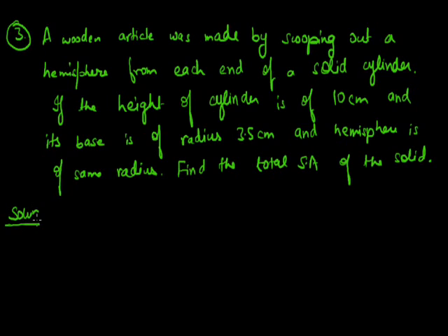So in the question it is given that there is a wooden article and this wooden article is of cylindrical shape and the hemisphere is cut out from each end of this cylinder. That is, there are two ends of the cylinder from which the hemisphere is cut out, and the radius of the hemisphere is the same as the radius of the base of the cylinder, and the height of the cylinder is given as 10 centimeter. So we need to find out the total surface area of the solid. That is, when we cut the hemisphere from the cylinder, what will be the remaining part? We need to find the total surface area of the remaining part.